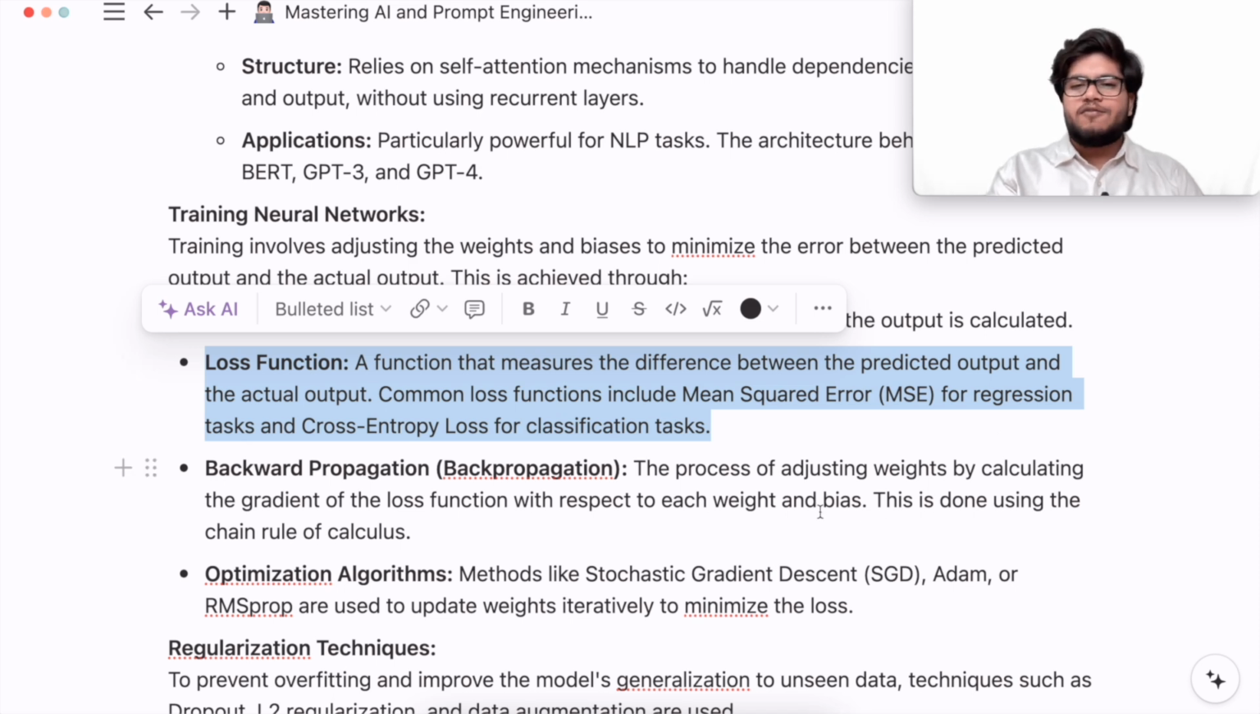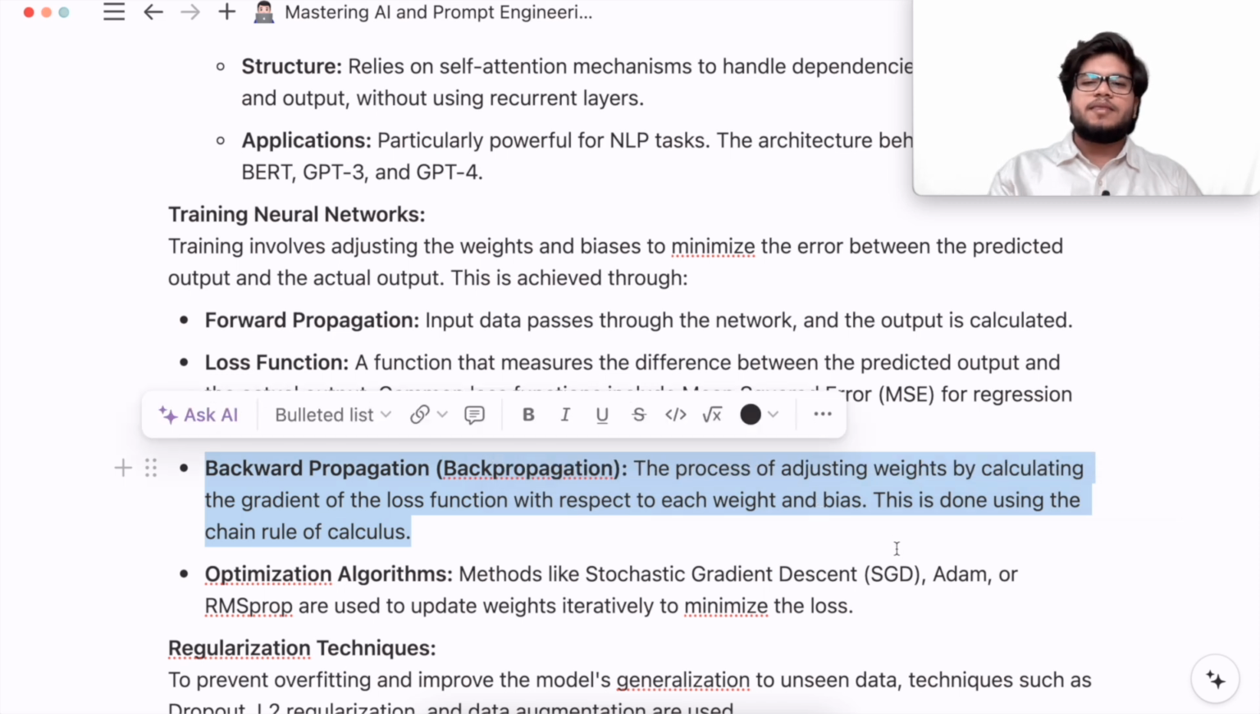Now comes backward propagation, or backpropagation, the process of adjusting weights by calculating the gradient of the loss function with respect to each weight and bias. This is done by using the chain rule of calculus. If you have learned differentiation or integration, you must have learned how the chain rule works there. That is completely a mathematical topic. We won't be discussing it here.